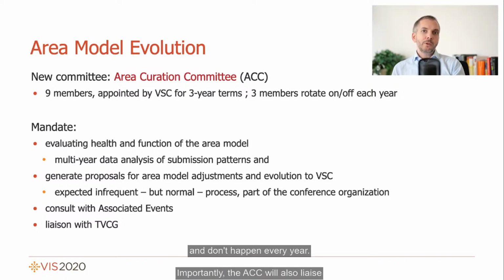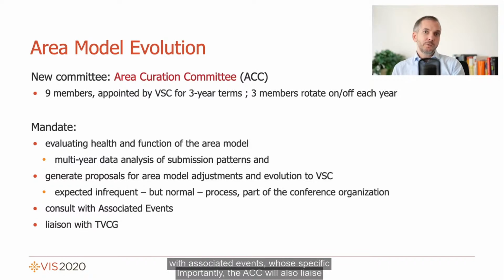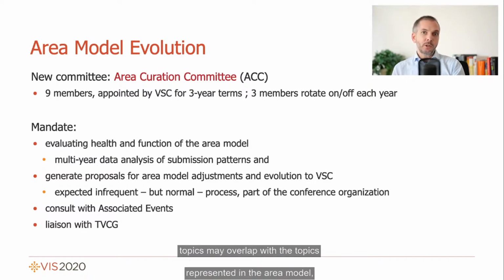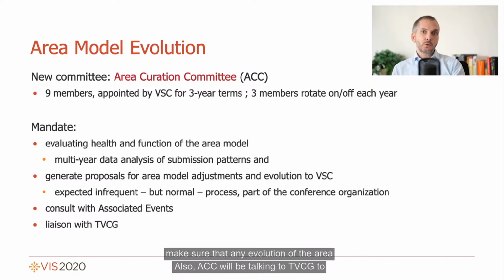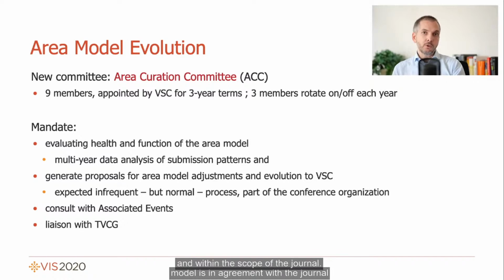Importantly, the ACC will also liaise with associated events whose specific topics may overlap with the topics represented in the area model to ensure that these events can continue to integrate well with the main conference. And also, ACC will be talking to TVCG to make sure that any evolution of the area model is in agreement with the journal and with the scope of the journal.